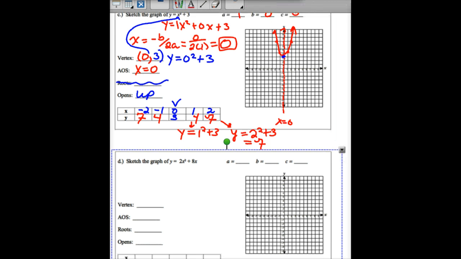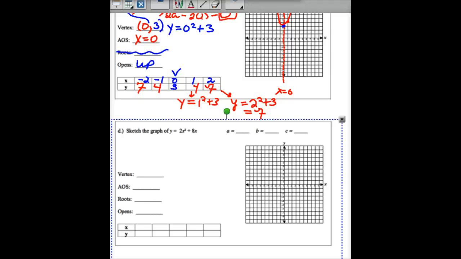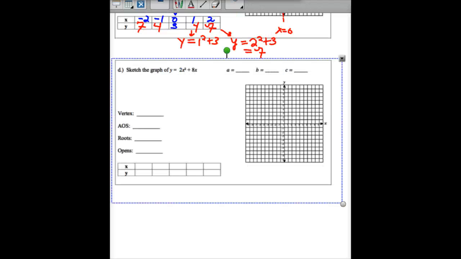So one last one here, letter D. I would suggest maybe you pause this and go try to do this one on your own, but I'm going to take you through it right now. But you might want to pause it and see if you can do it on your own. First of all, we're not doing roots. Second of all, it's going to open up because it leads in a positive 2.